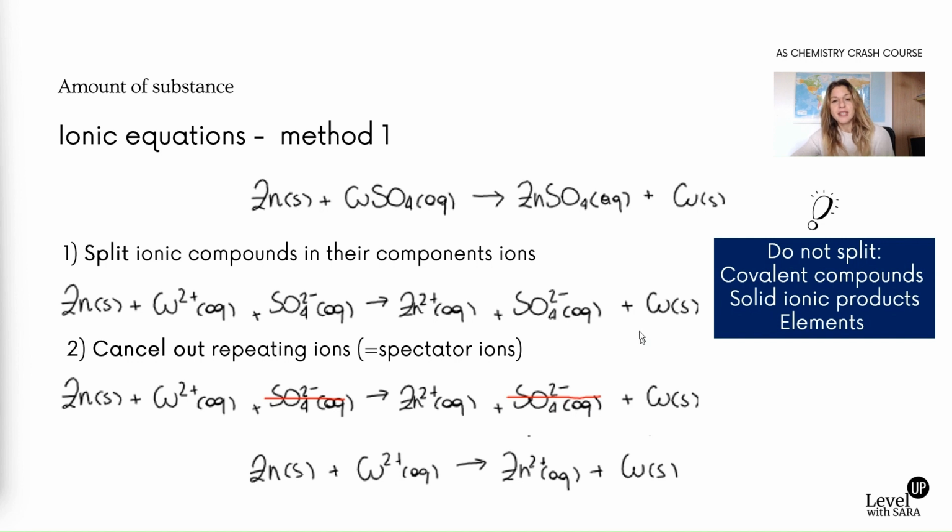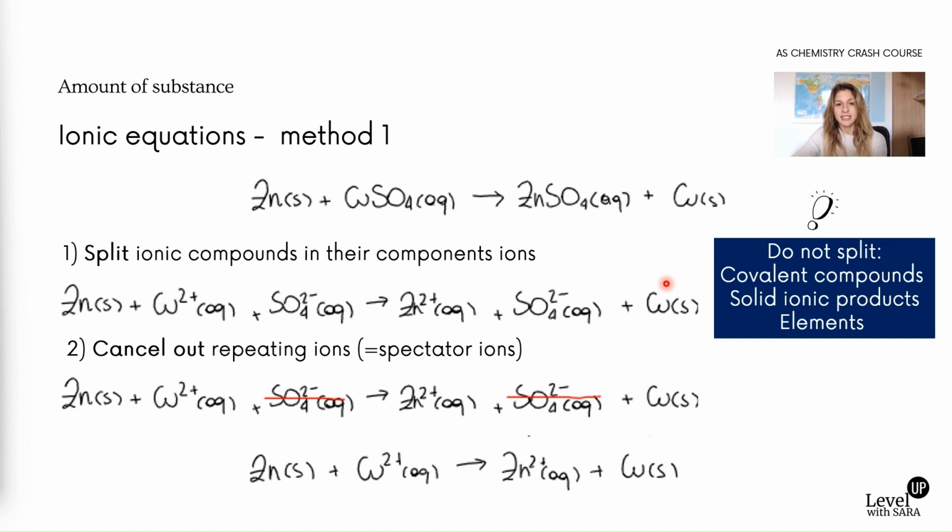Okay, so let's have a look at the method to do ionic equations. Here we'll walk you through the example I already did. We have a typical reaction of metals, a displacement reaction, where one metal takes the place of another metal. If we want to work out the ionic equation for this, we could split the ionic compounds into their component ions. The important thing to consider is that you would write as ions only ionic compounds in the reactants, and in the products only ionic compounds that are in aqueous state.